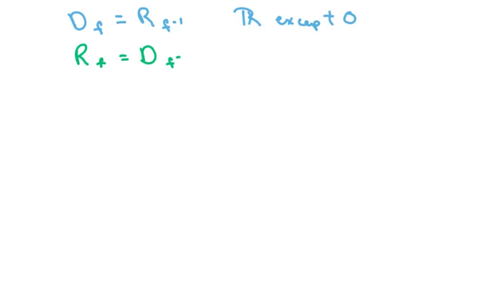We're going to have domain of f equals the range of f inverse, which is all reals except 0. And the range of f equals the domain of f inverse, which is all reals except 2, because you have the 2 in the denominator. All right? Now we're going to graph this.